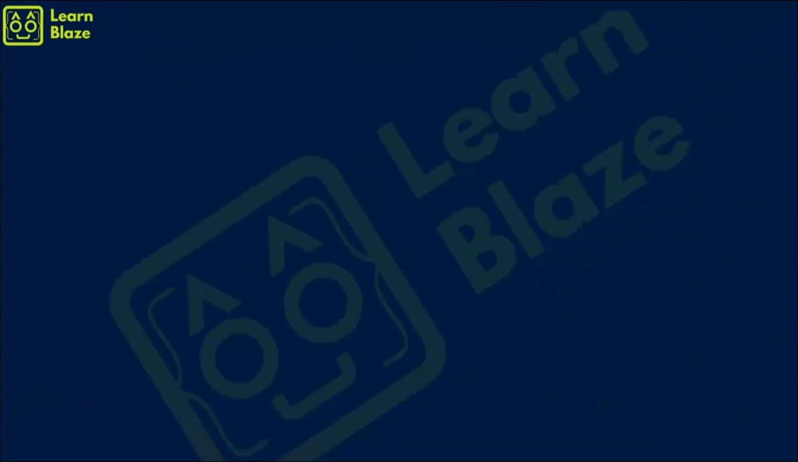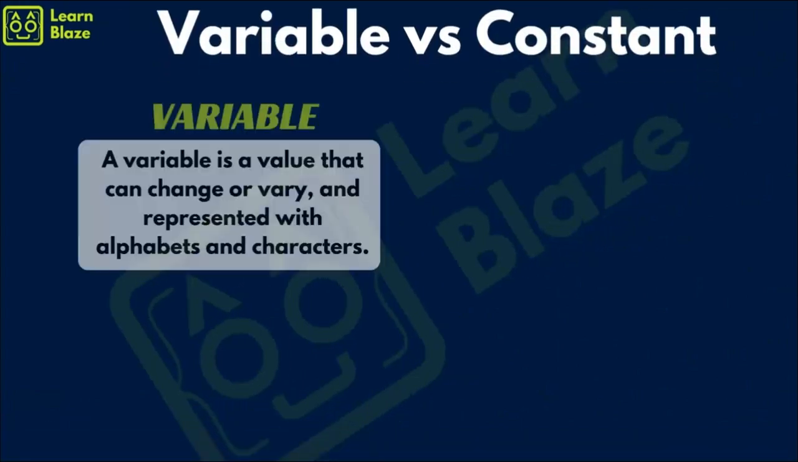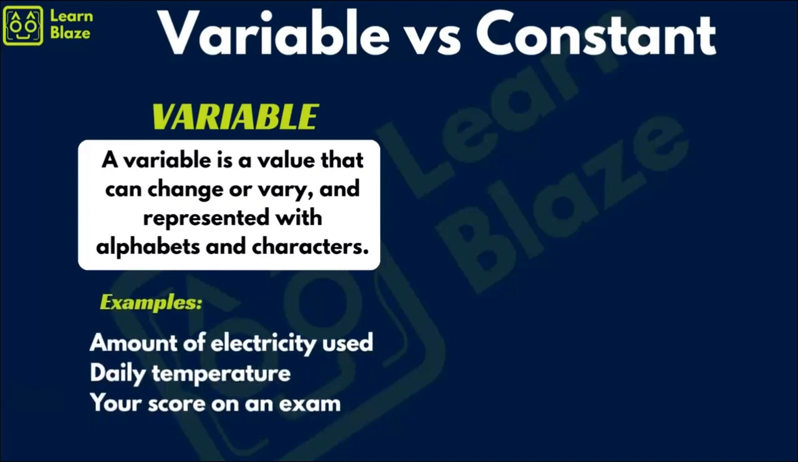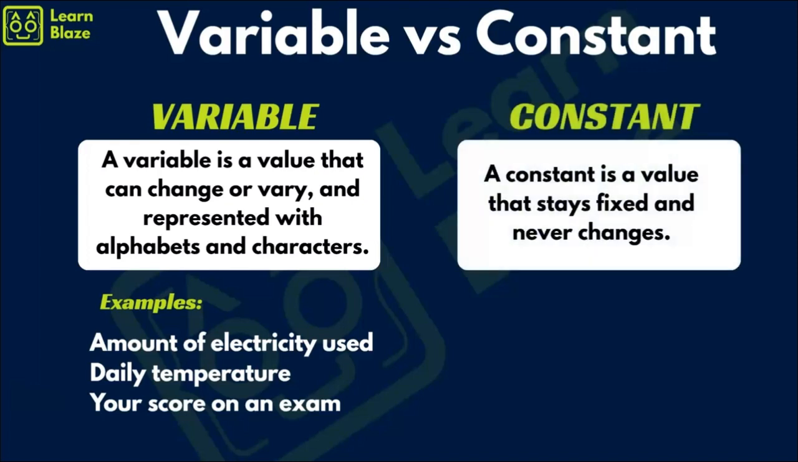Okay, now what is a variable? A variable is any value that can change and is represented with alphabets and symbols. For example, the amount of electricity you use every day, or your daily weather report, or just your score on an exam. Now, what is a constant?